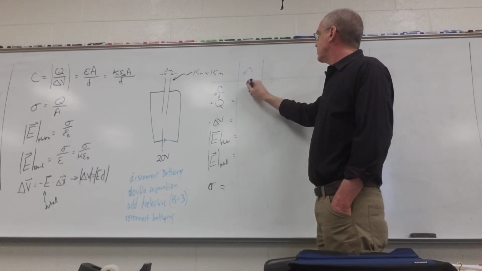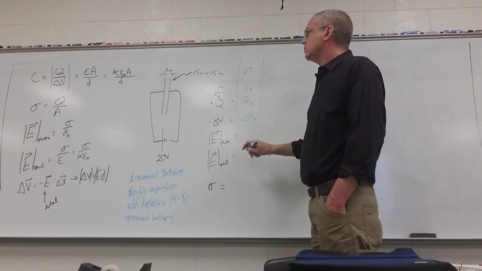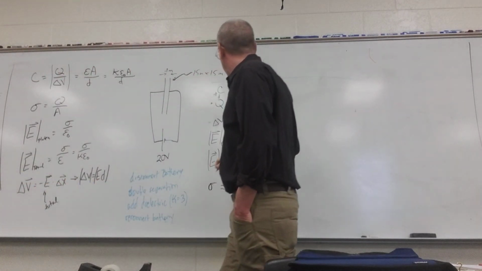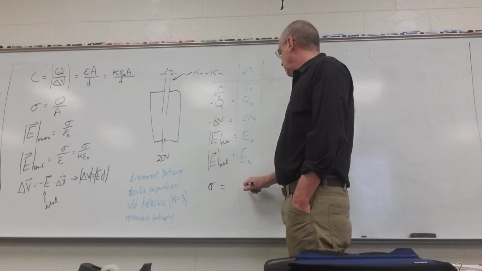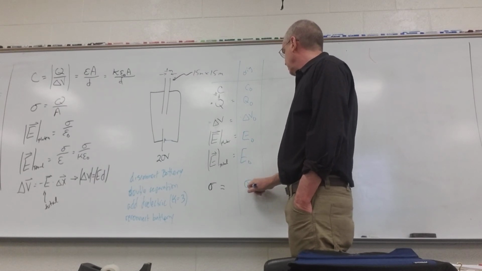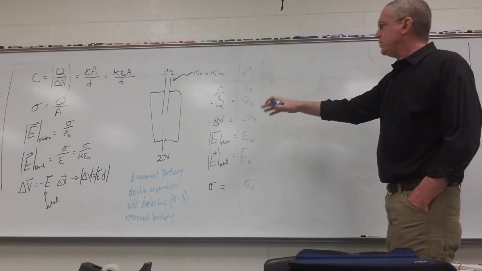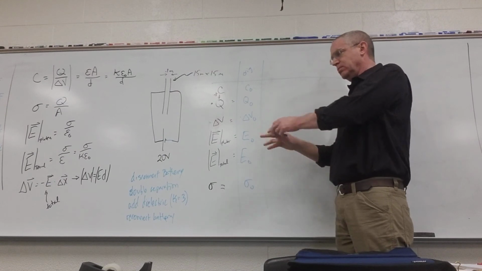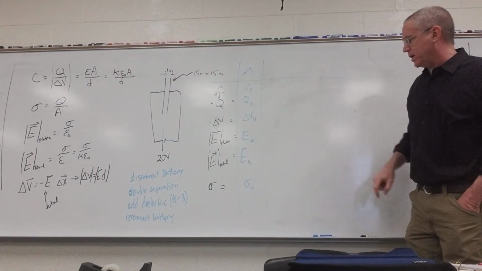So originally, this is C0, Q0, delta V0. Oops, got my 0 over here. I'm going to call this E0, E0, and sigma 0. All right. So what we're going to do is, as we do each of these things, what happens to the values as we do these things? So when I first disconnect the battery, what is going to change?